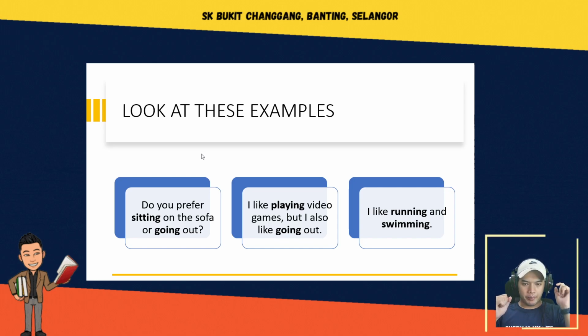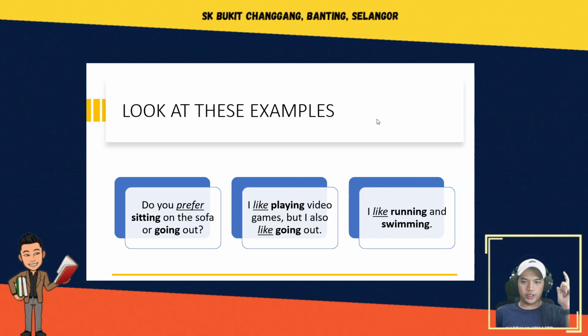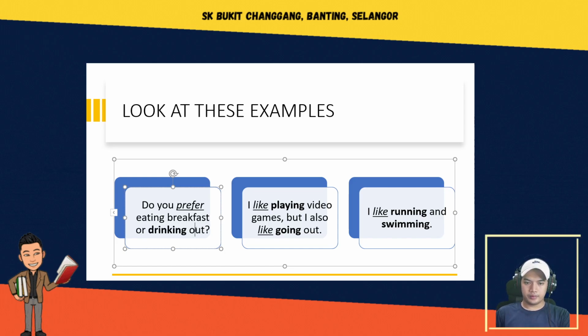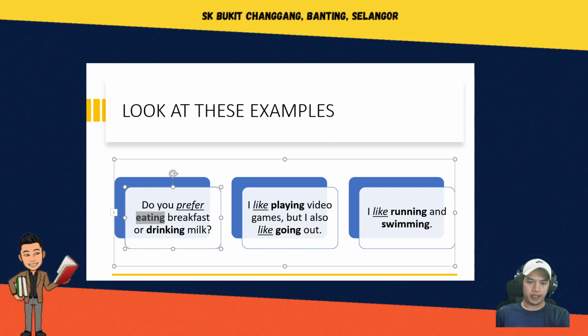So, remember, after the word prefer, and after the word like, you need to use verb plus ing. For example, do you prefer eating breakfast or drinking milk? So I change here, become eating. So remember, after the word prefer, here must be ing.